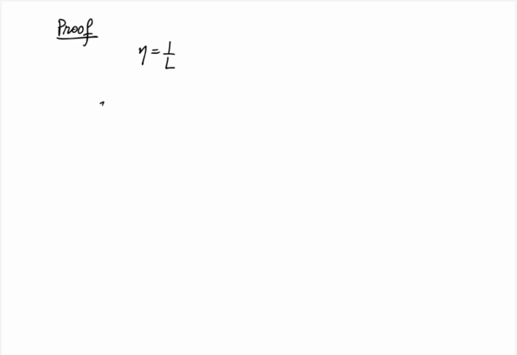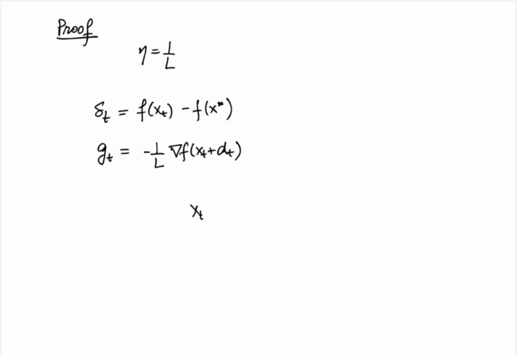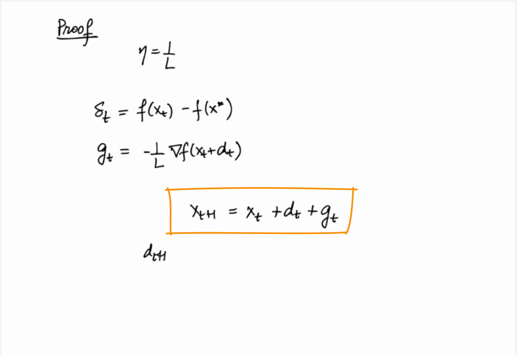We will denote delta t as f of xt minus f of x star, which is the optimality gap at iteration t, and gt as minus 1 over L gradient of f at xt plus dt. So with this notation, the update can be written as xt plus 1 equal to xt plus dt plus gt. Also note that dt plus 1 equal to gamma t plus 1 into xt plus 1 minus xt, which is equal to gamma t plus 1 into dt plus gt. So remember that dt plus 1 is proportional to xt plus 1 minus xt and also proportional to dt plus gt.